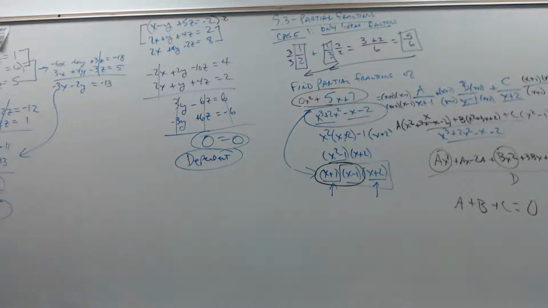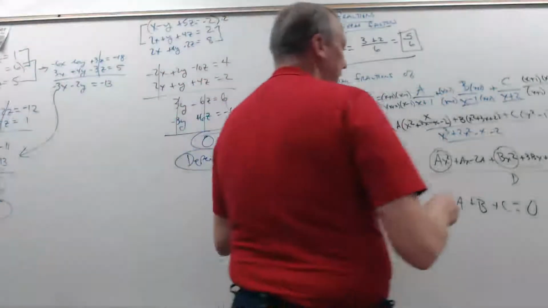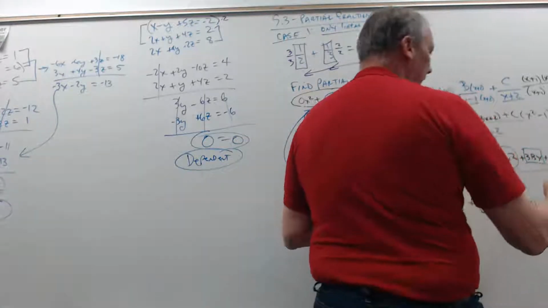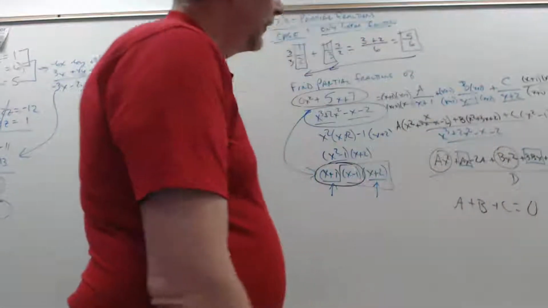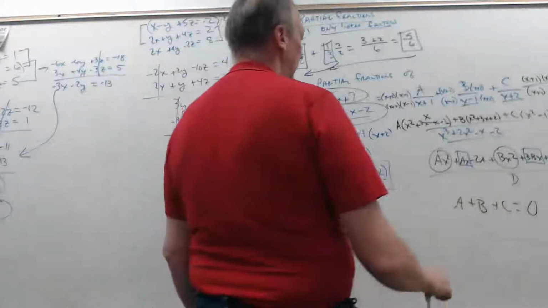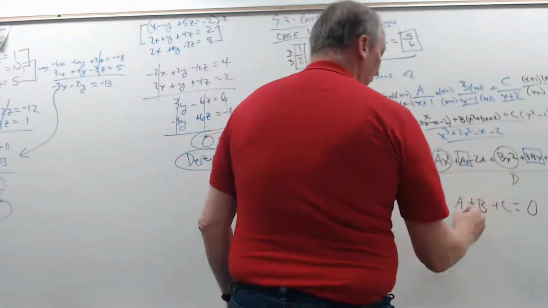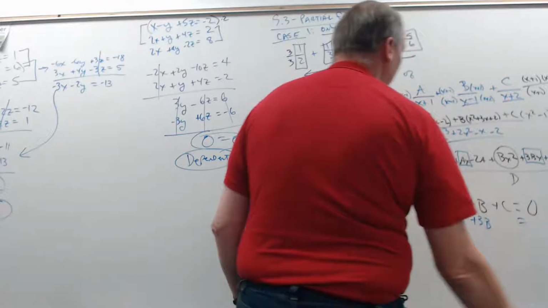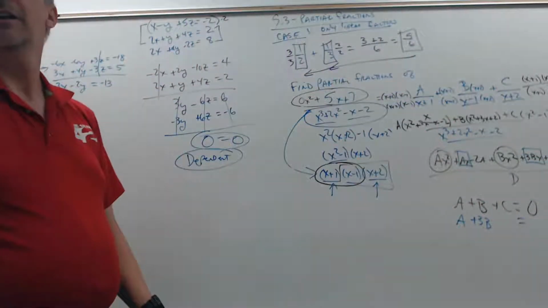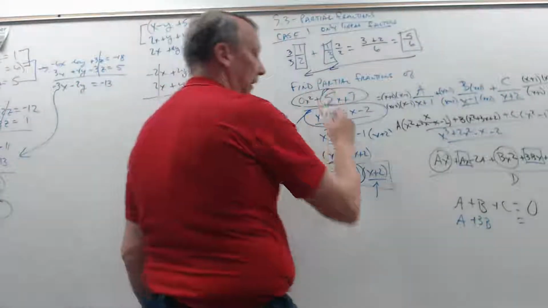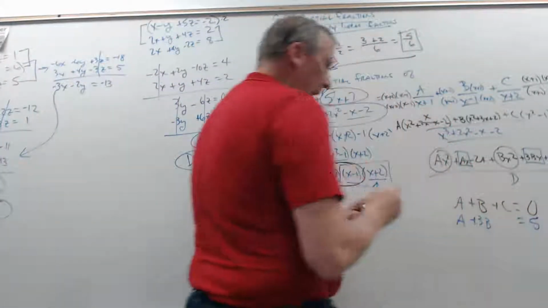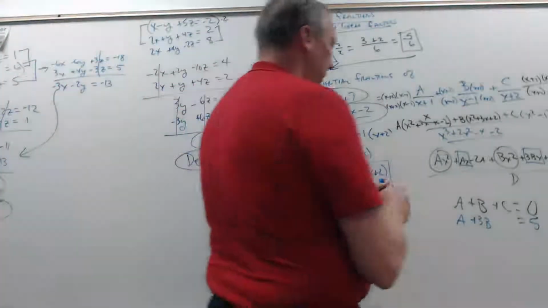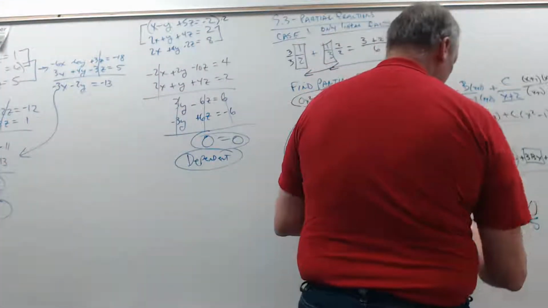Okay, now let's take all of your x terms. So I've got that one, I've got this one, that's it. Okay, only got 2 x terms. Okay, so a plus 3b has to equal 5. Okay, and now my constant terms, negative 2a.